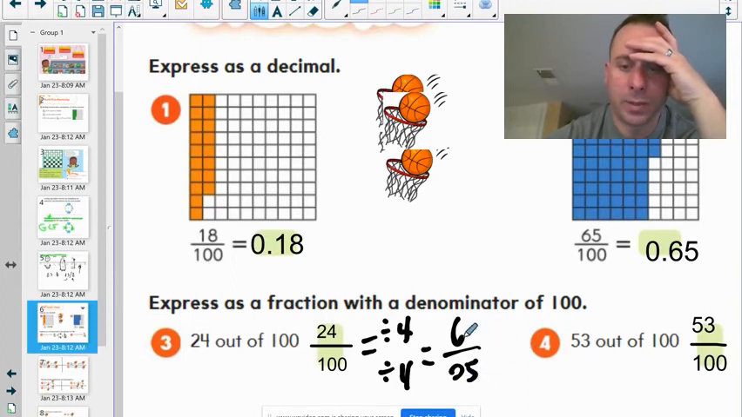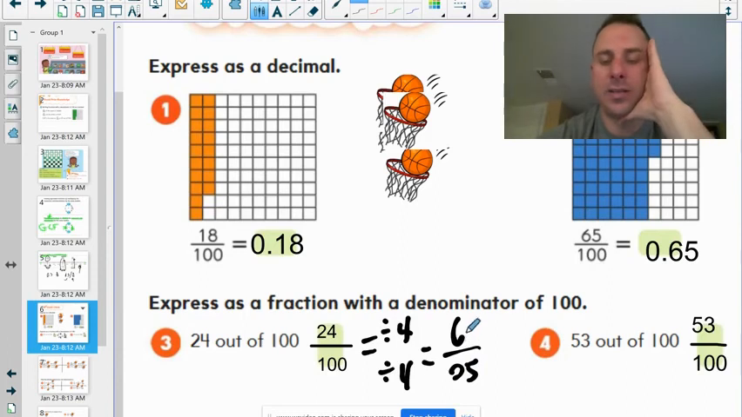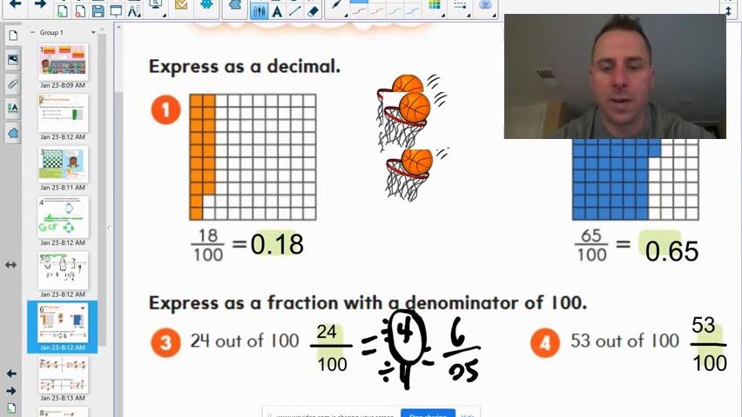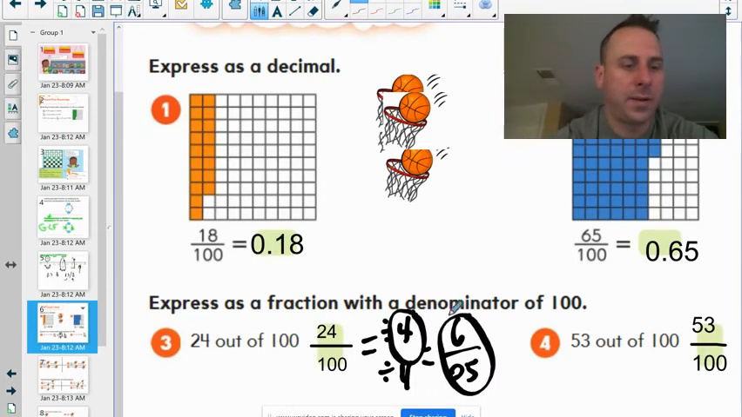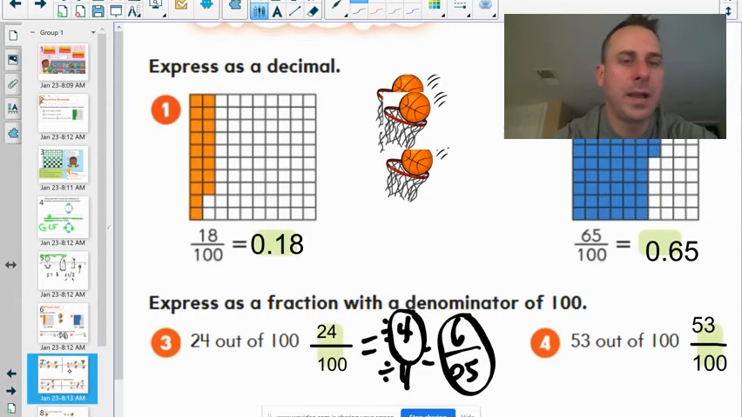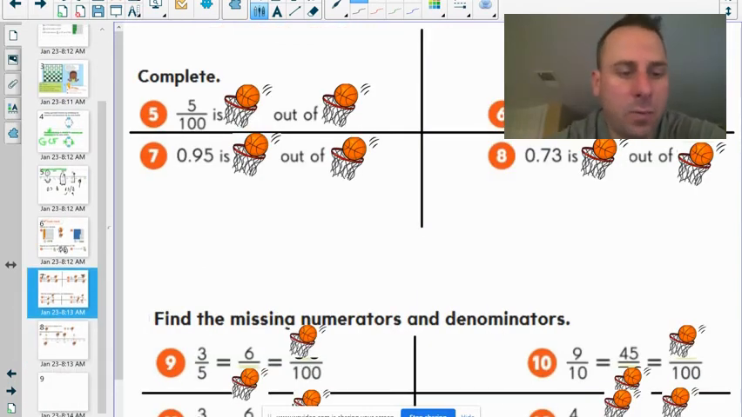2 goes into 6, but not 25. 3 goes into 6, but not 25. 4 doesn't go into 6 or 25. 5 goes into 25, but not into 6. And then 6 goes into 6, but not 25. So the good news is 4 was your greatest common factor. The final answer here is 6/25. Let's move ahead and let's try a few more examples.